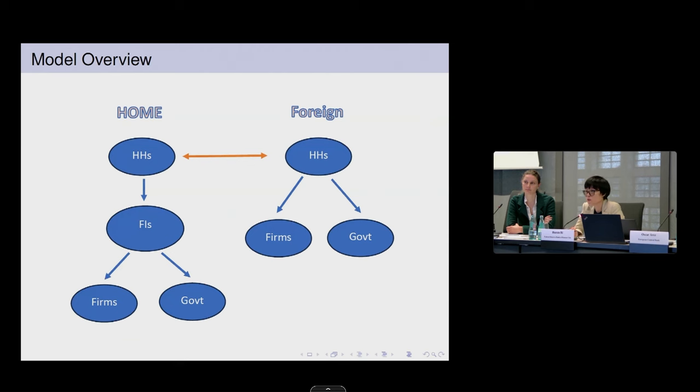So this is another way to visualize how the model looks at the moment. In the home country, you have households flowing deposits to the banks, and the banks purchase private debt as well as public debt. In the foreign sector, it's simpler: the household directly invests and also holds the government bond. There is capital flow between the two countries, so there is a common deposit rate in this monetary union.